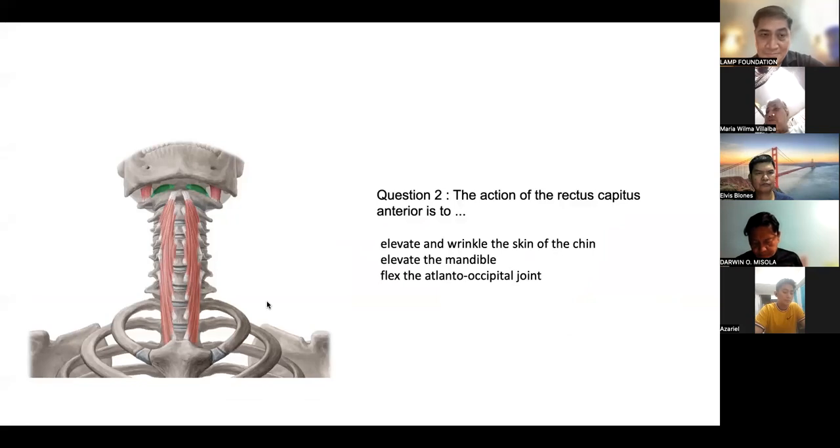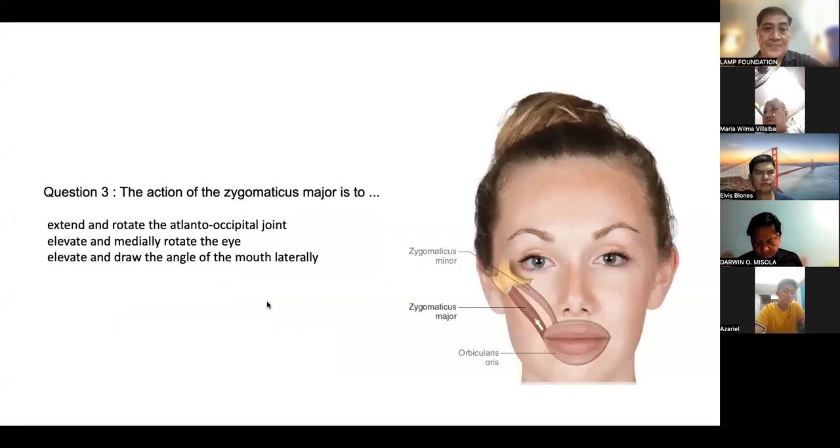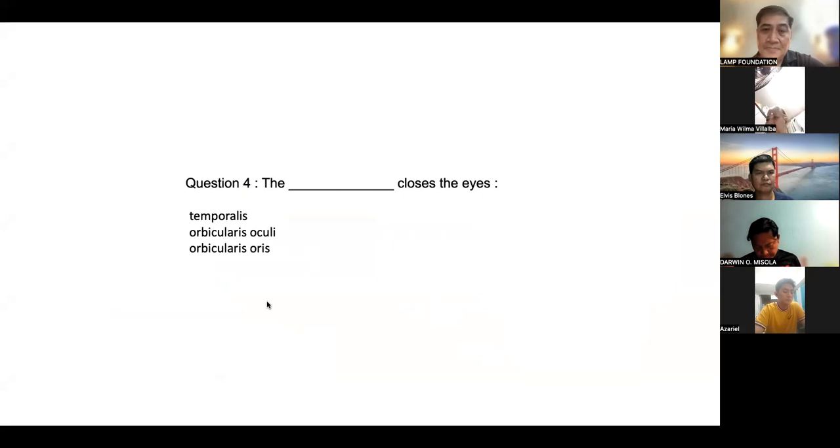Flex the atlanto-occipital joint. Okay, so it's so obvious, the green one. That's the rectus capitis anterior. Action of the zygomaticus major is? Elevate and draw the angle of the mouth laterally. Great. The blank closes the eyes. Orbicularis oculi.